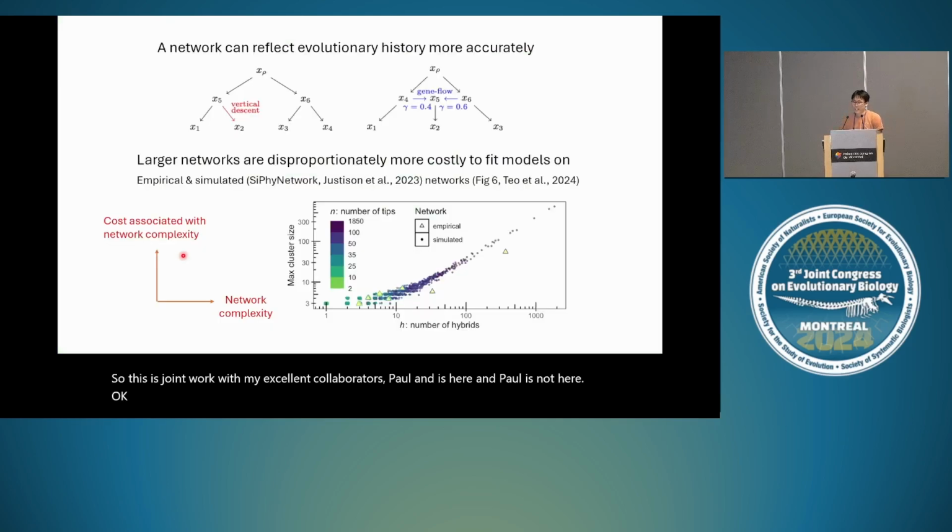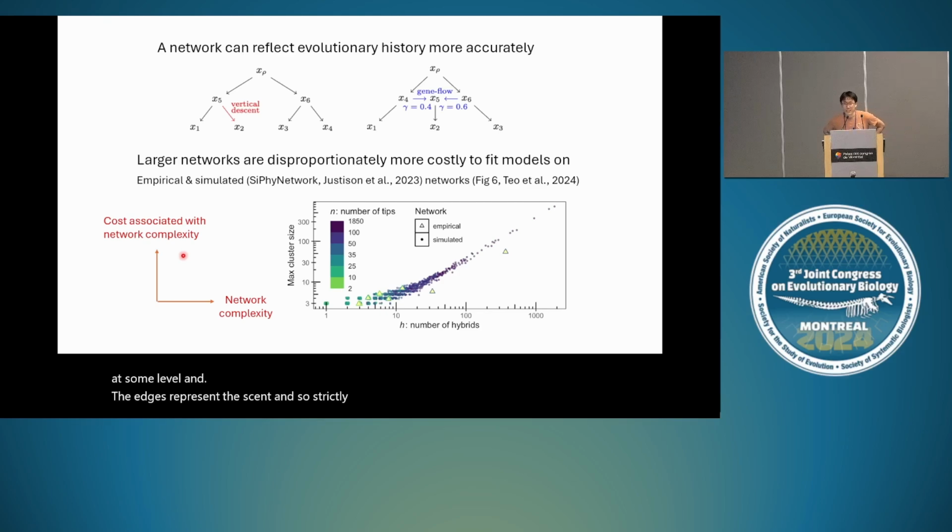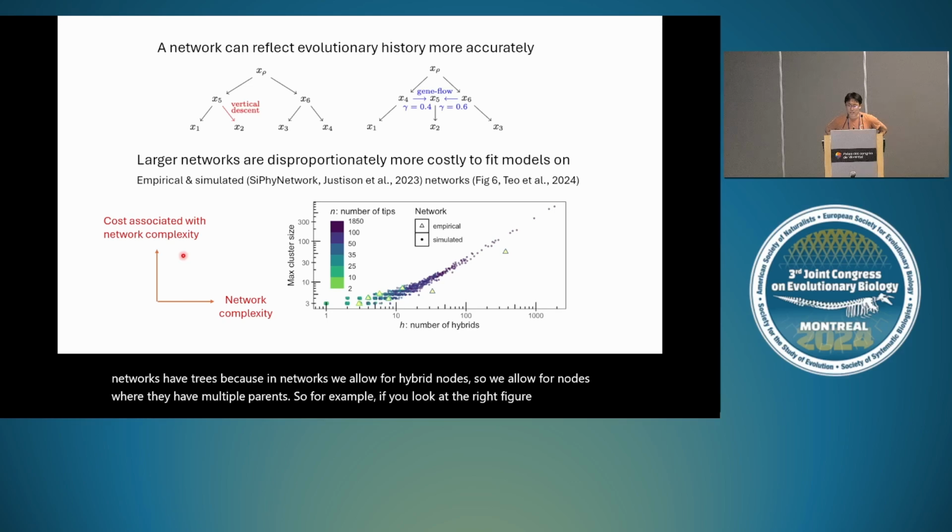Okay, so our starting point is a phylogeny for a set of species. For example, if you look at the top figure, we have a tree on the left and a network on the right. The nodes in the phylogeny, as you've been told over and over again, think of them as species or taxa at some level, and the edges represent descent. Strictly speaking, all trees are networks, but not all networks are trees, because in networks, we allow for hybrid nodes, nodes that have multiple parents. For example, in the right figure at the top, X5 is a hybrid node.